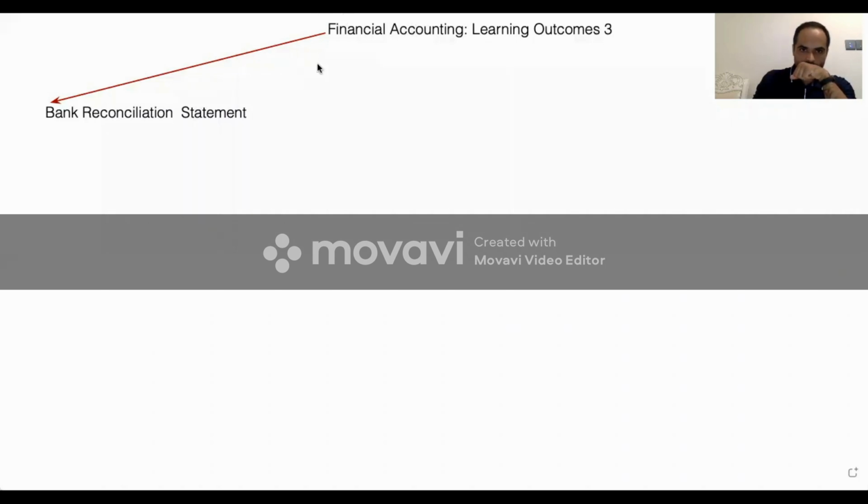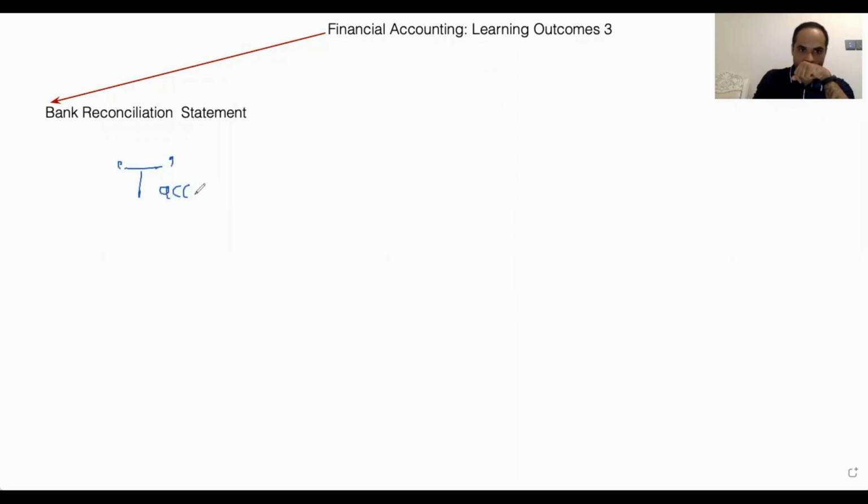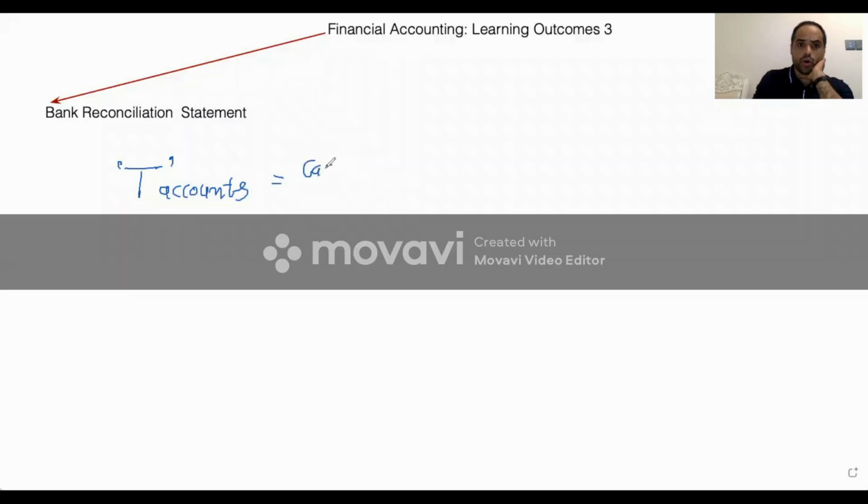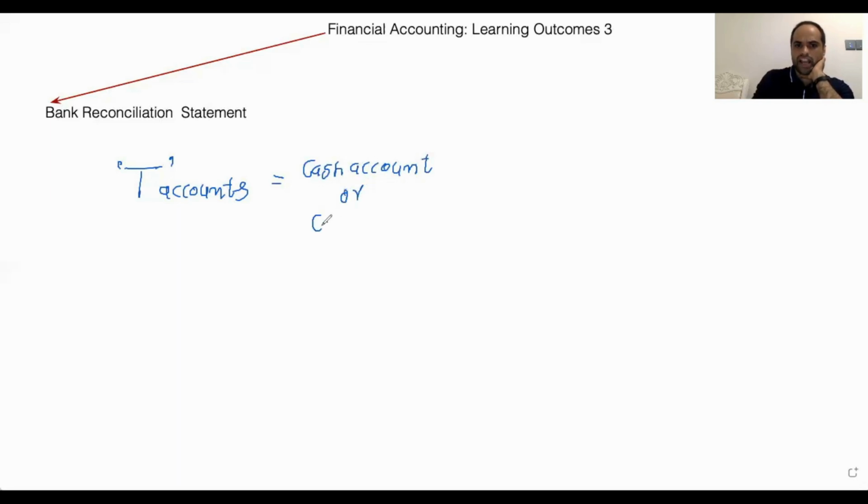In learning outcome 1, we studied preparing T accounts, right? We studied various types of T accounts. And among these T accounts, we studied one T account called the cash account, all right? Cash account or cash book. Sometimes we call it cash account, and sometimes we call it cash book.